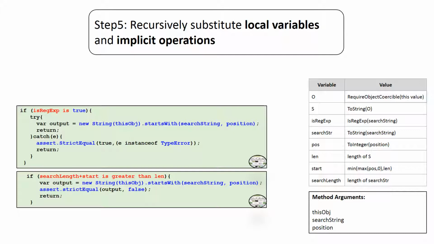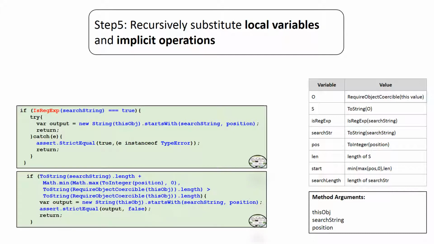Note that the generated code won't compile because it contains local variables and implicit operations described using natural language phrases, the things that are shown in red color here. So in this step, Swami recursively substitutes the local variables and implicit operations using the pre-stored mappings until all the variables are either described in terms of method arguments or JavaScript keywords, which results in this code.